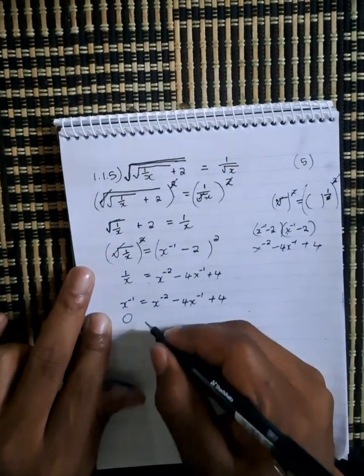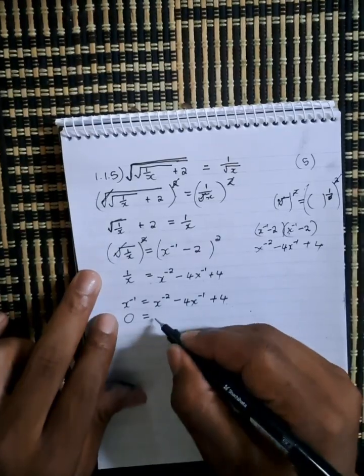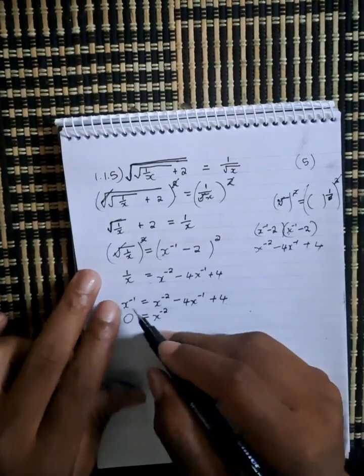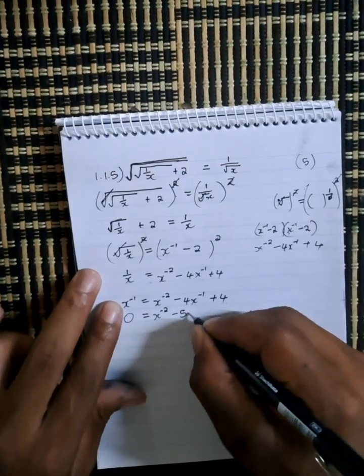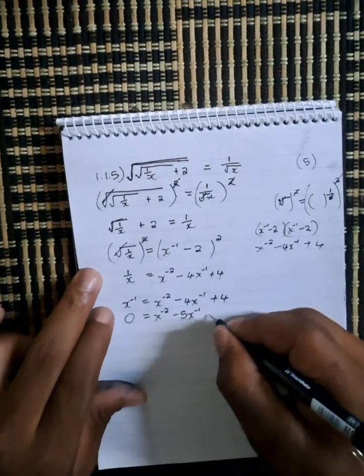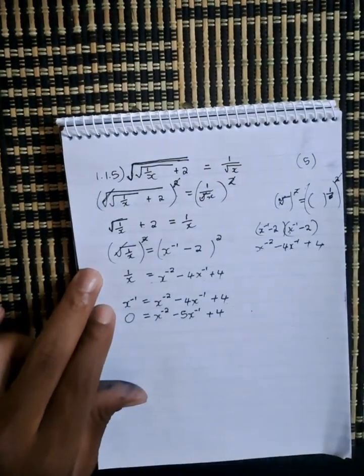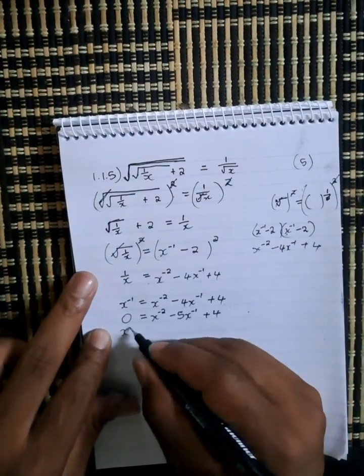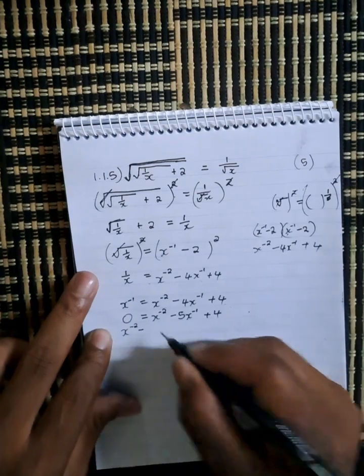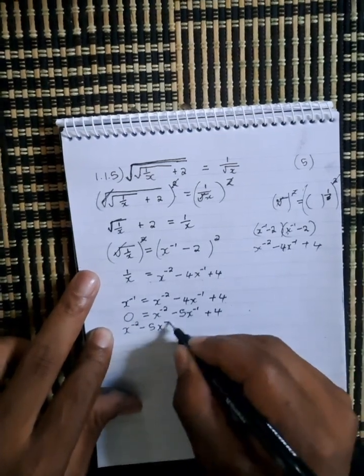So this becomes 0 equals x to the power of negative 2. This, when we bring it this side, becomes minus 5x to the power of negative 1 plus 4. Right, so let's just write this properly so that you follow what it is that I'm trying to do over here.